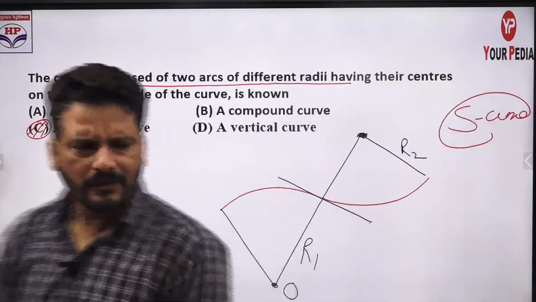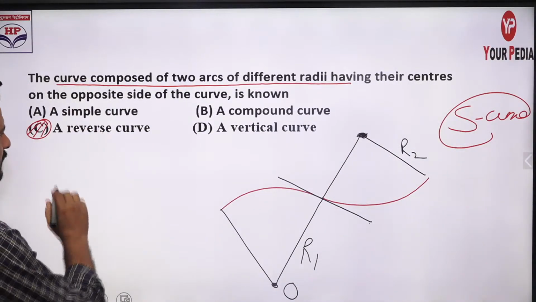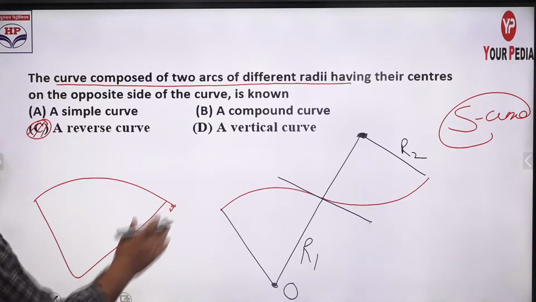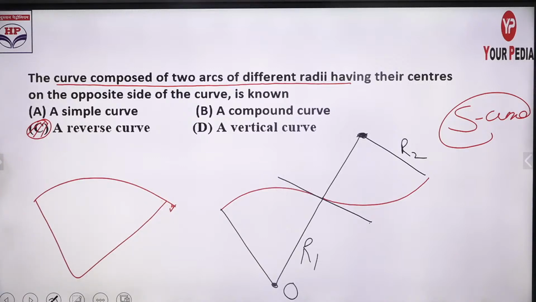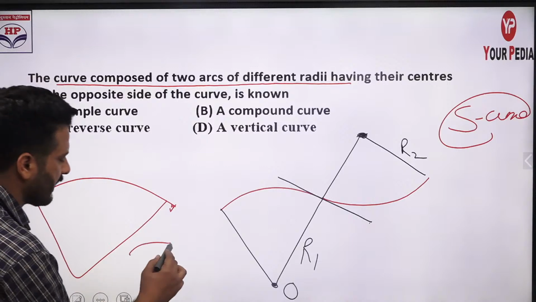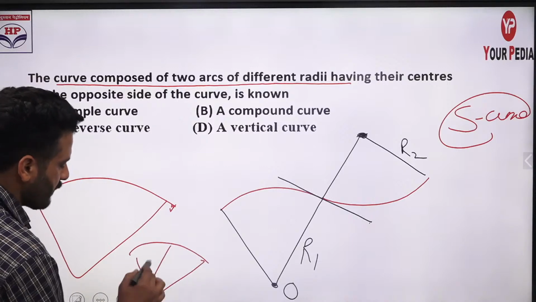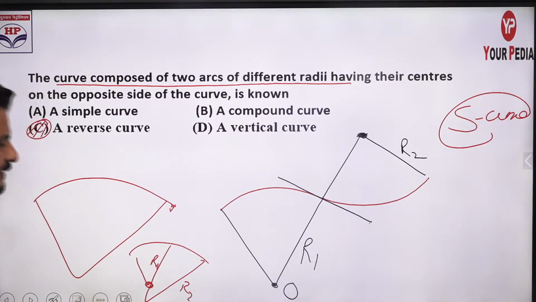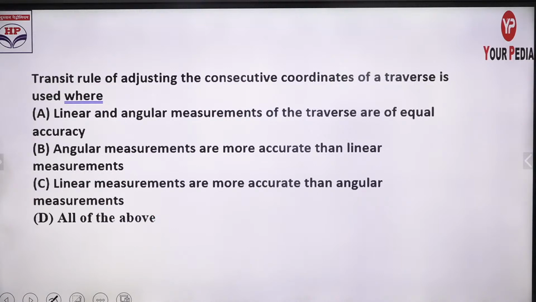Okay, compound curve. What is a compound curve or simple curve? First of all, simple curve: it has a constant radius, only a single arc. Compound: when two arcs of same or different radii have their centers on the same side of the curve. Let it be R1, let it be R2, but the centers are on the same side of the curve, then this will be your compound curve. And vertical curve, that you will study in highway engineering. For the time being, as there are more questions, I am proceeding further. So just read the next question and let me know what the answer will be.